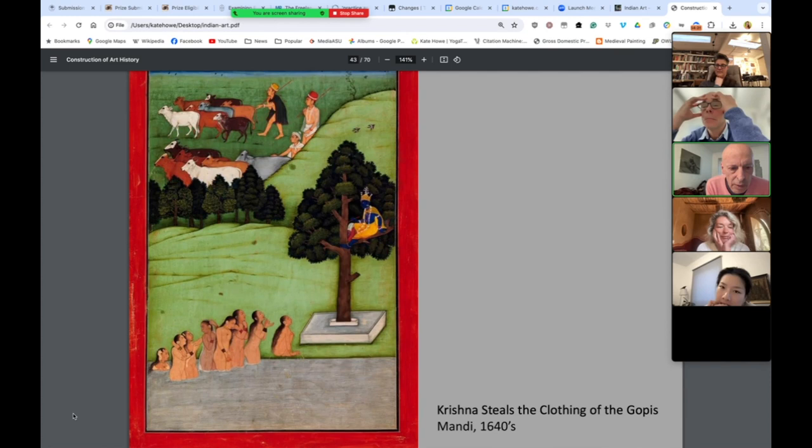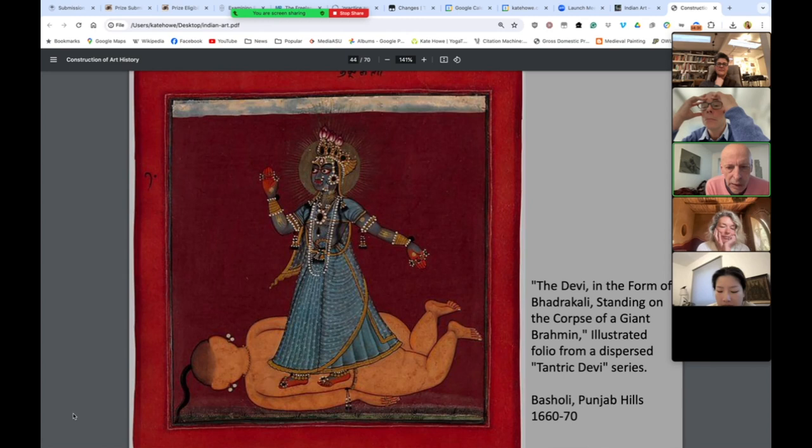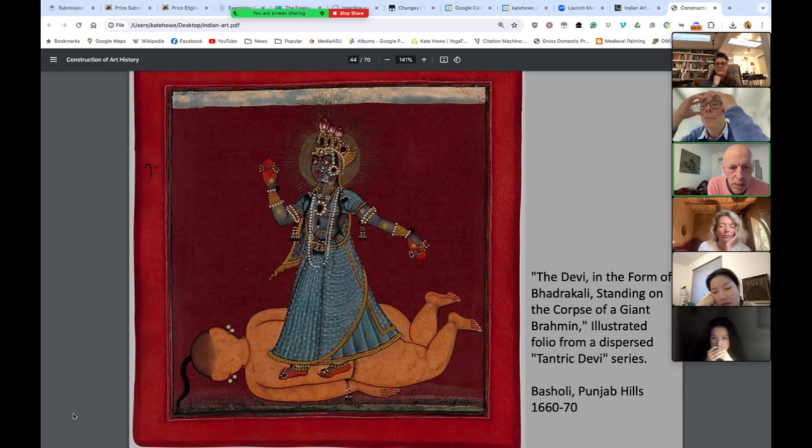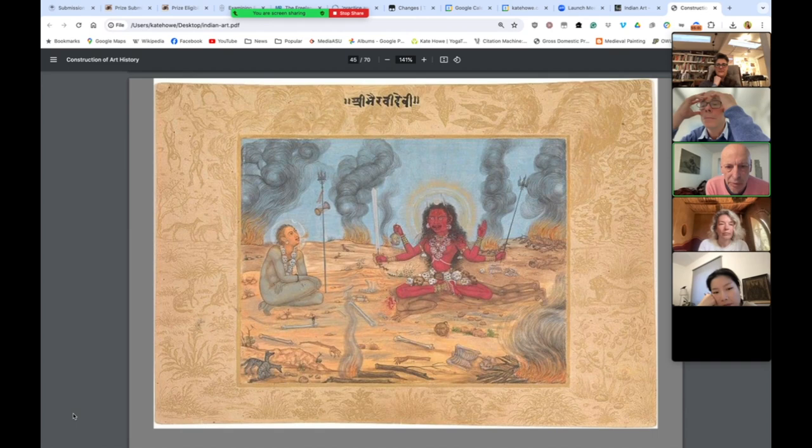Next. This is Basholi, Punjab Hills of 17th century. The great colorists. There's Shiva in the graveyard. So it absorbs the dark energy of the burial places, as well as meditates in the Himalayas, as well as does his sacred dance in the south of India.